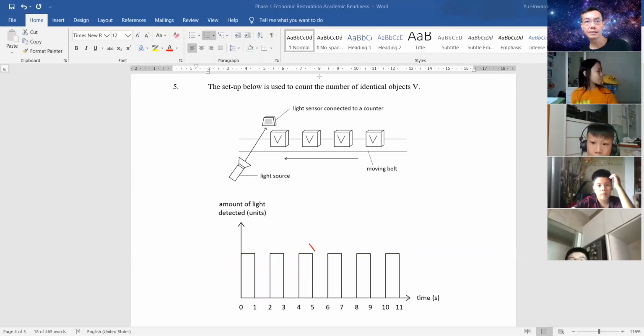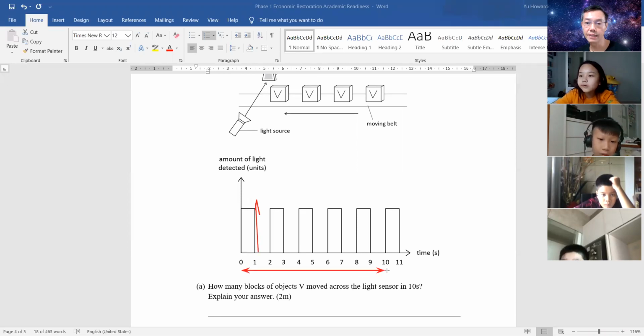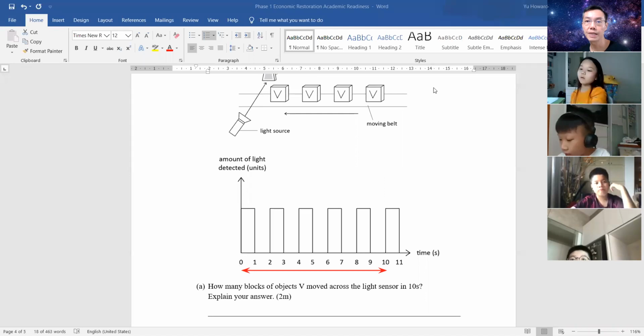Okay, Jaden, can you read the first question? How many blocks of objects V moved across the light sensor in 10 seconds? Explain your answer. Firstly, what I teach students is they must see this part. So you can highlight 0 to 10 seconds. Okay, 0 to 10 seconds. So you do that first.